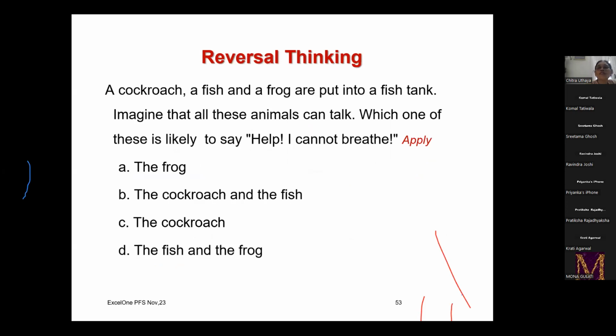You could use reversal thinking. In the beginning, I told you this is another strategy that you can use to turn lower order questions into higher order questions. So students learn how cockroaches, fish, frogs, etc. breathe. So if all of these are dropped into water, which one is likely to say, I cannot breathe?